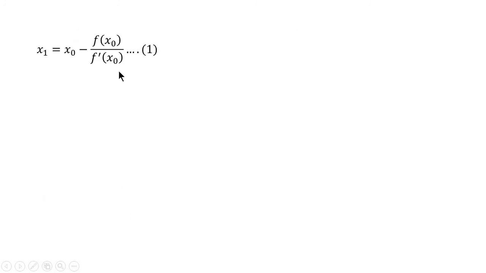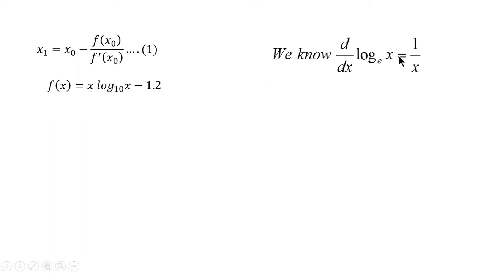Okay, this is our formula for x1. We need the first derivative. Our f of x is this. To find the first derivative, we have to use product rule. But we know that differentiation of log x base e is 1 by x. This you have studied. But differentiation of log x base 10 is 1 by x log 10 base e. Make sure you remember this derivative.